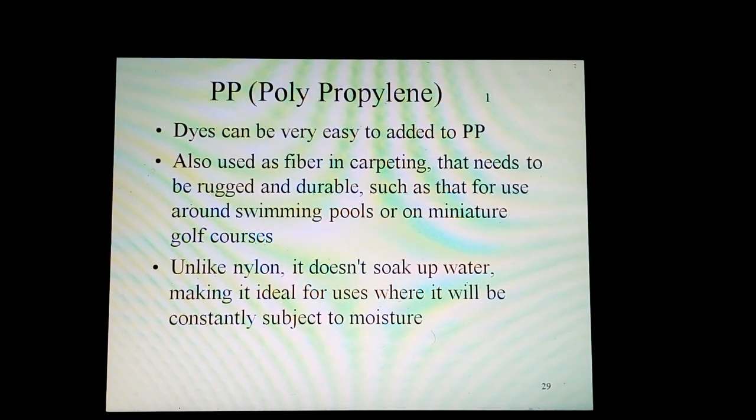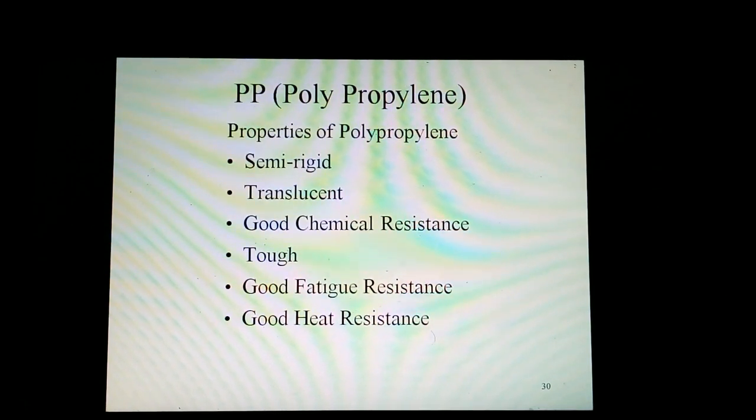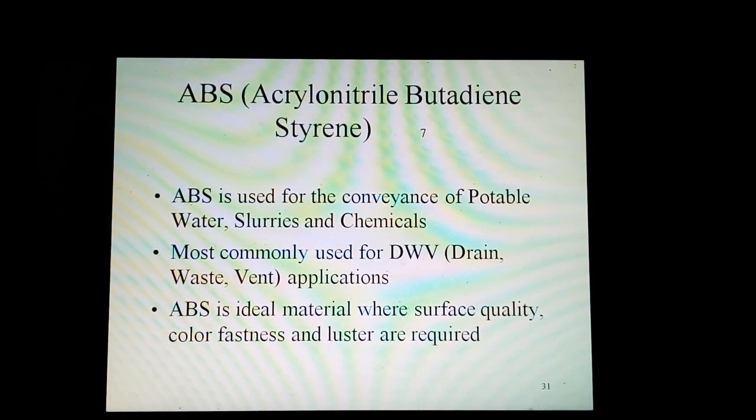Polypropylene is also very easy to add dyes to, and it is often used as a fiber in carpeting that needs to be rugged and durable, such as that for use around swimming pools or on miniature golf courses. Unlike nylon, which is also often used as a fiber for rugged carpeting, it doesn't soak up water, making it ideal for uses where it will be constantly subject to moisture. The properties of polypropylene include: it is semi-rigid, it is translucent, it has good chemical resistance, it is tough, it has good fatigue resistance, it has integral hinge properties, it has good heat resistance.